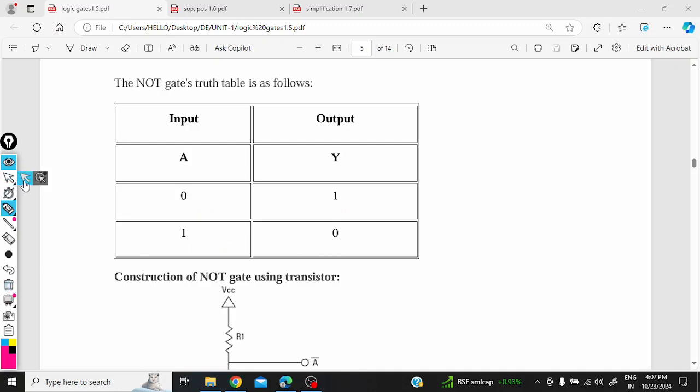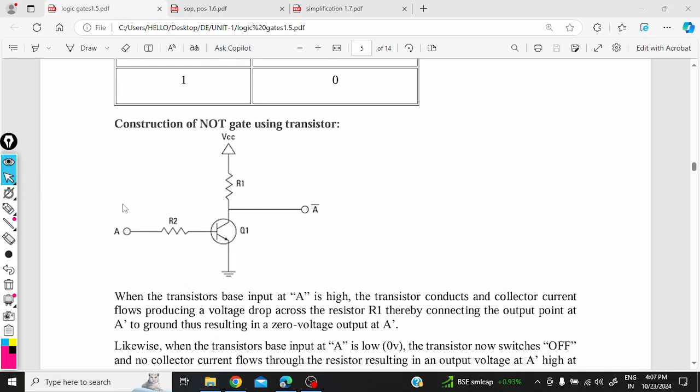Now the same construction using a transistor. If you observe clearly, a transistor contains emitter, base and collector. These are three terminals. Now this emitter is grounded, whereas base is connected to the R2 resistor and collector is connected to the R1 resistor. The R1 resistor is connected to the VCC voltage and output is taken across the collector region.